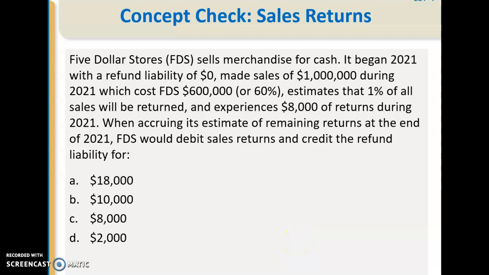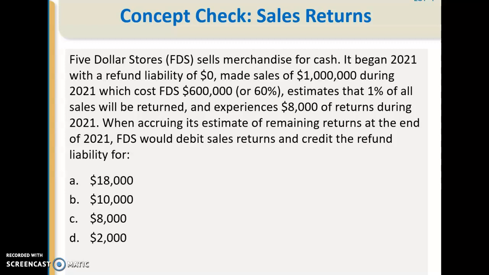Here's another concept check problem for you. Please pause your video and answer the following question. $5 Stores, FDS, sells merchandise for cash. It began 2021 with a refund liability of $0. It made sales of $1 million during 2021, which cost FDS 60% or $600,000. FDS also estimates that 1% of all sales will be returned, and actual returns during 2021 is $8,000.